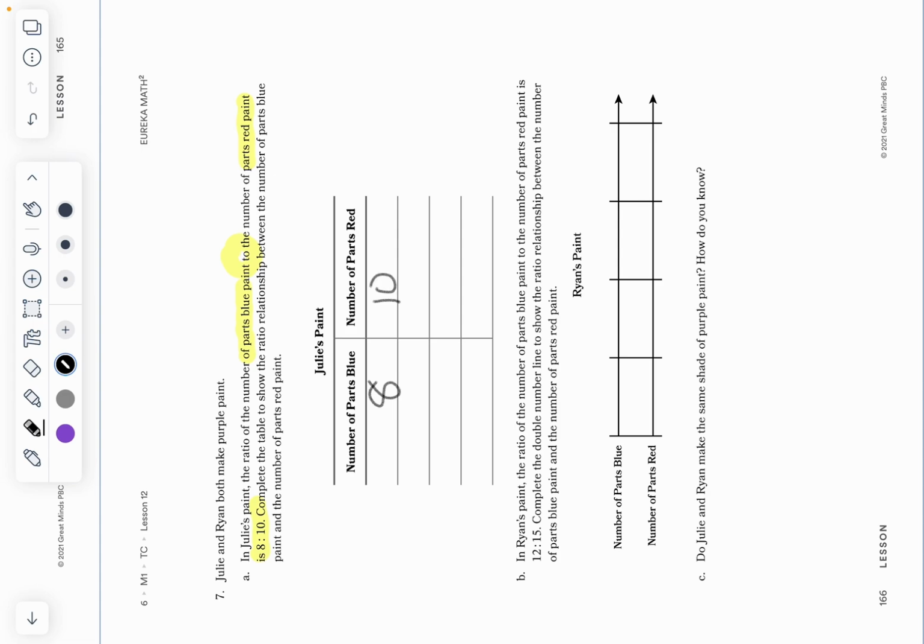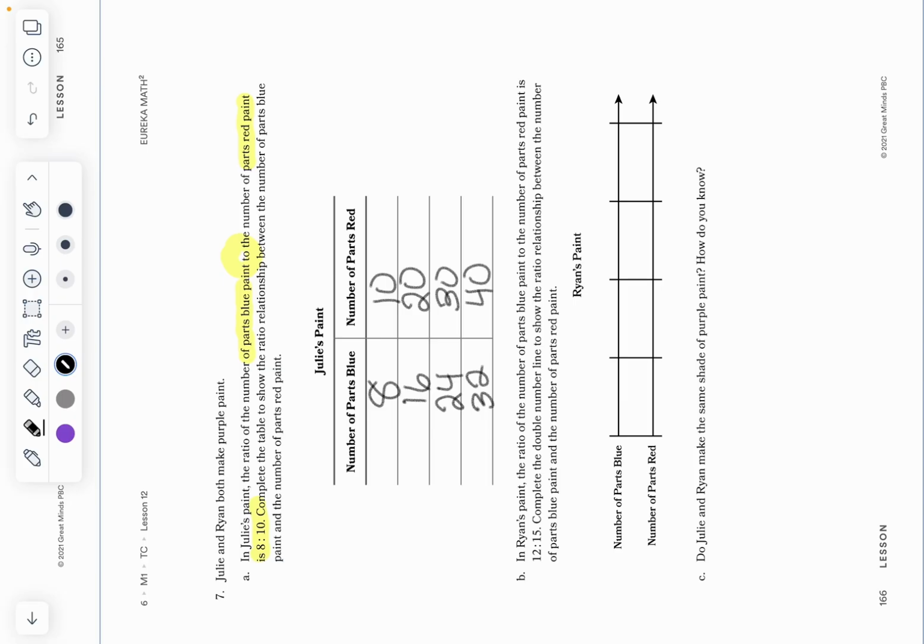And it wants me to complete the table to show the ratio relationship between the parts of blue paint and the parts of red paint. So this will be one batch of her paint. For 2 batches, I would multiply everything by 2, which would be 16 to 20. 3 batches of her paint would be 24 to 30. And 4 batches would be 32 to 40.